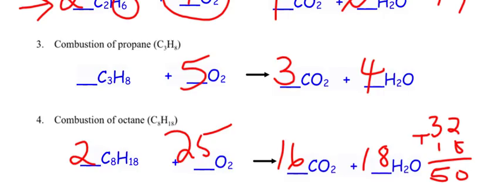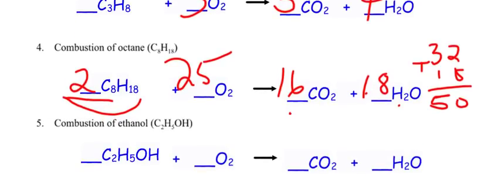So I went ahead and took 18 divided by 2 is 9. Oh, that's an odd number, so I put a 2 out in front. So I have 16 carbons, 36 hydrogens, so 18 times 2 is 36. And then I added up all my oxygens, so I got 32 plus 18 is 50, so 25 times 2 is 50. So that worked out pretty nice. What about my next one?